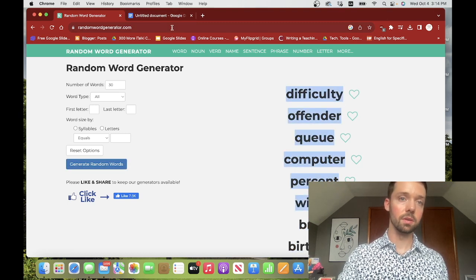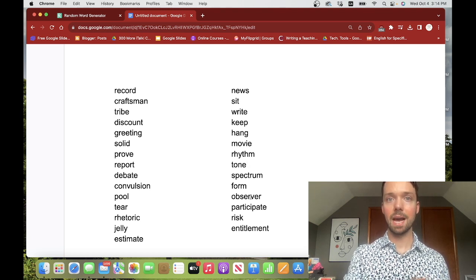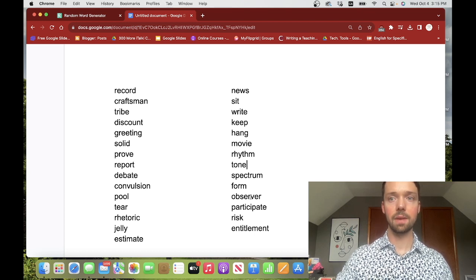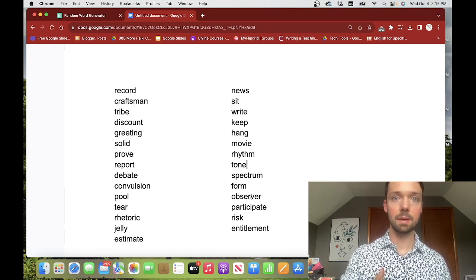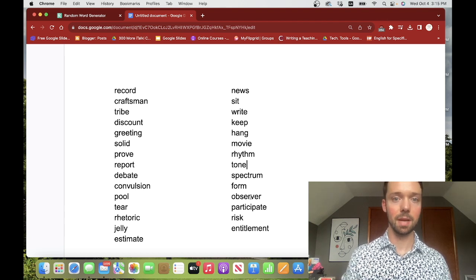Copy those random words and bring them over to a Google Doc. So I've done this already. I have random words in a Google Doc. And then you will task your student with basically looking at the random words and finding if any of them are related in any ways and to put them into categories. And you could put the same random word into multiple categories.